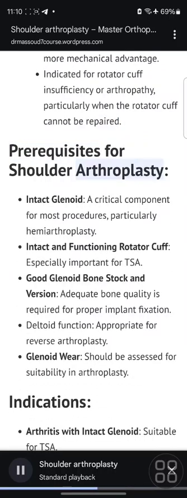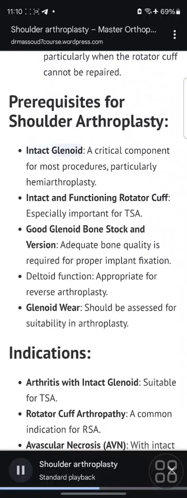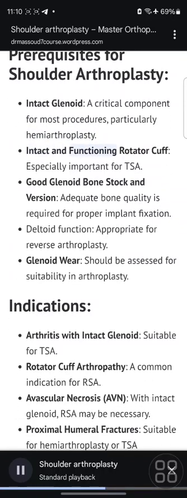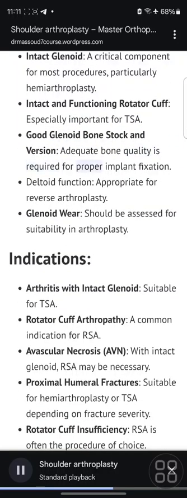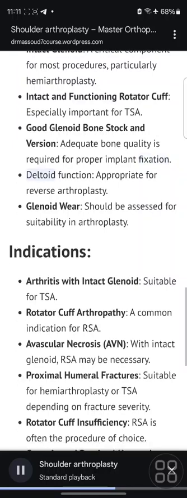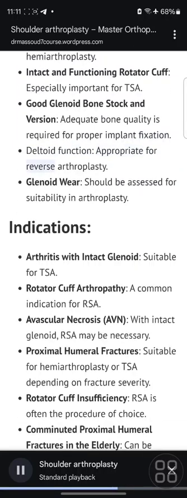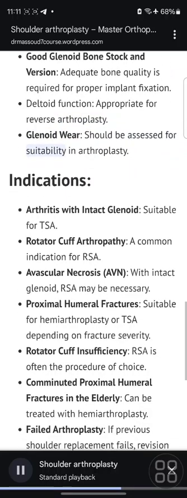Prerequisites for shoulder arthroplasty. Intact glenoid. A critical component for most procedures, particularly hemiarthroplasty. Intact and functioning rotator cuff, especially important for TSA. Good glenoid bone stock. Adequate bone quality is required for proper implant fixation. Deltoid function. Appropriate for reverse arthroplasty. Glenoid wear. Should be assessed for suitability in arthroplasty.